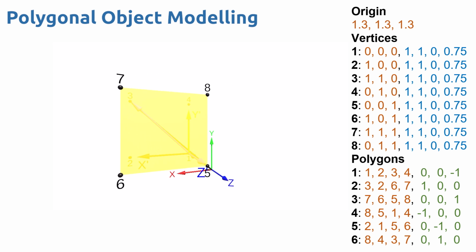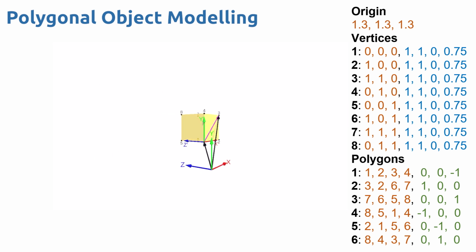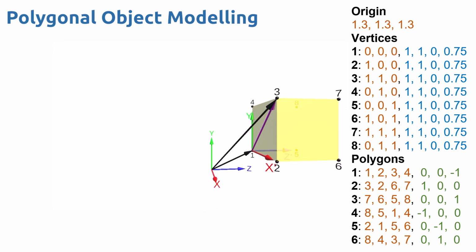This works quite well as long as the resulting normals are pointing outward. To ensure that, the vertex polygons are specified in counterclockwise order.